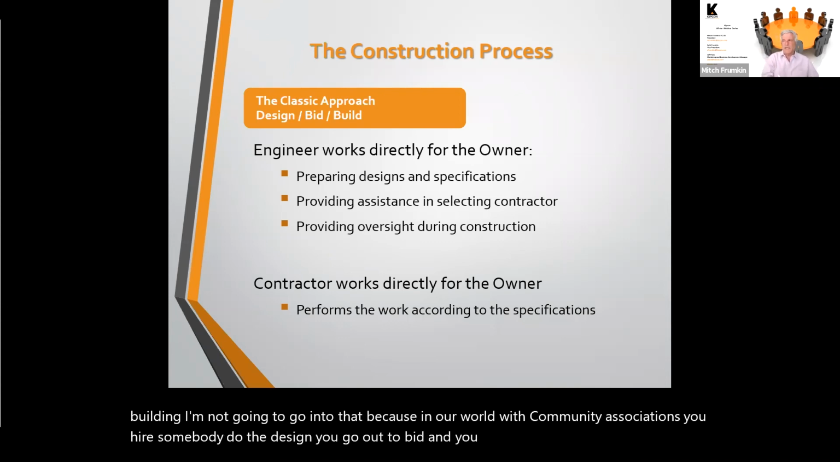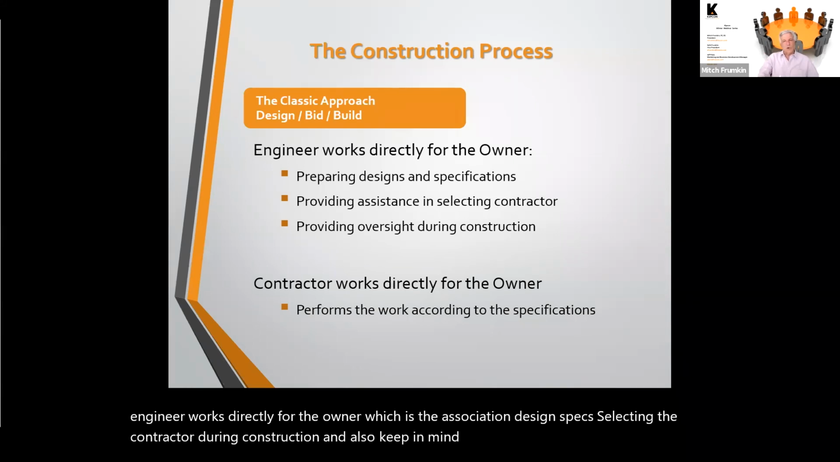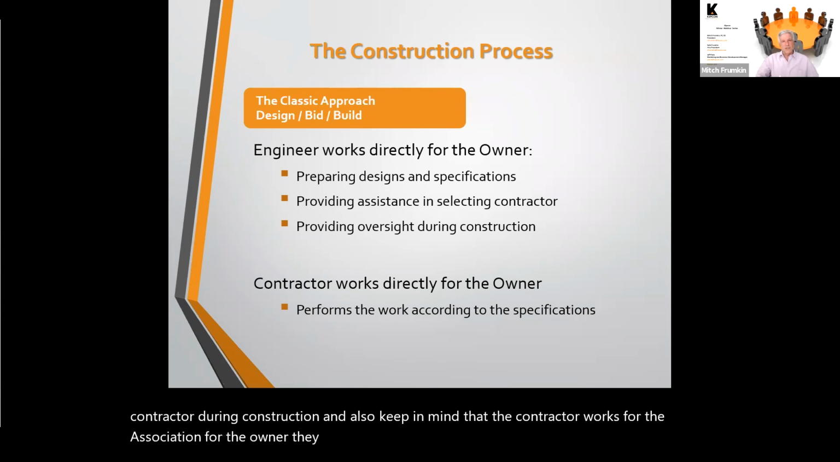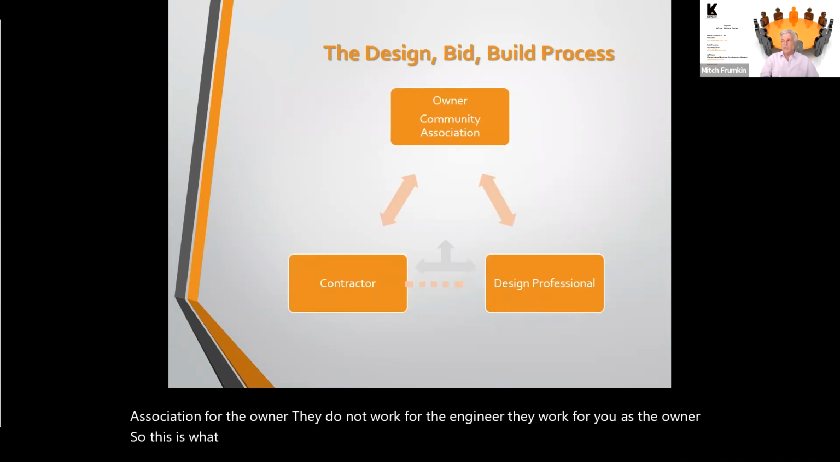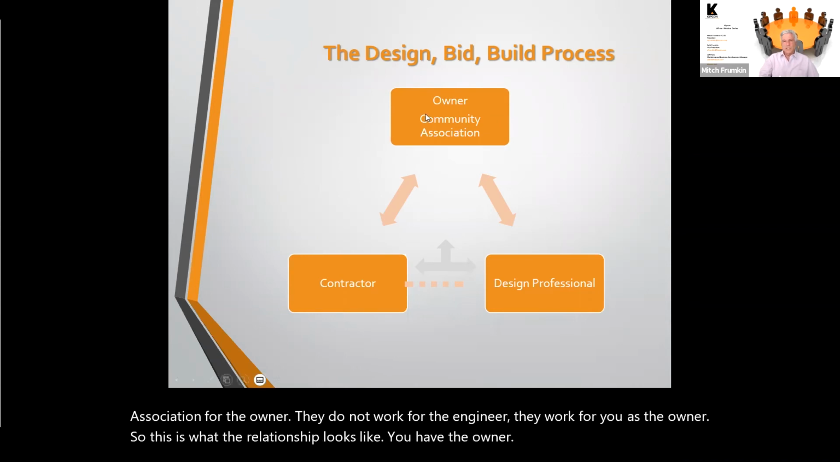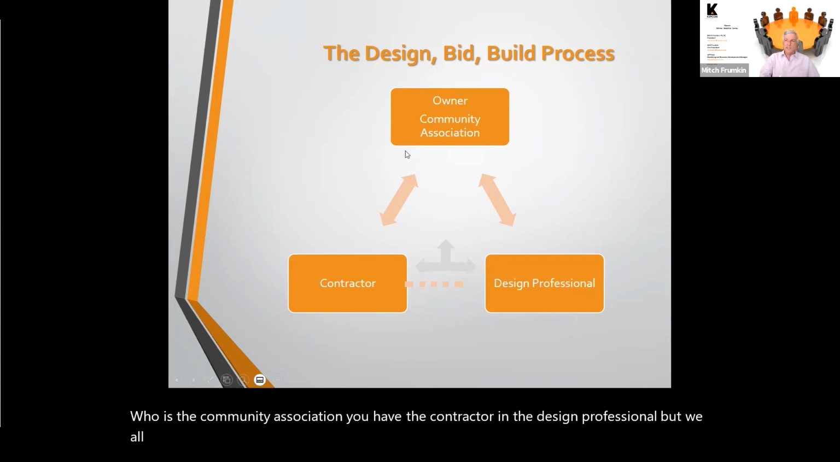So like Seth talked about, the engineer works directly for the owner, which is the association: design specs, selecting the contractor, and during construction. Also keep in mind that the contractor works for the association, for the owner. They do not work for the engineer, they work for you as the owner. So this is what the relationship looks like. You have the owner, who's the community association. You have the contractor and the design professional, but we all have contracts with you as the association.